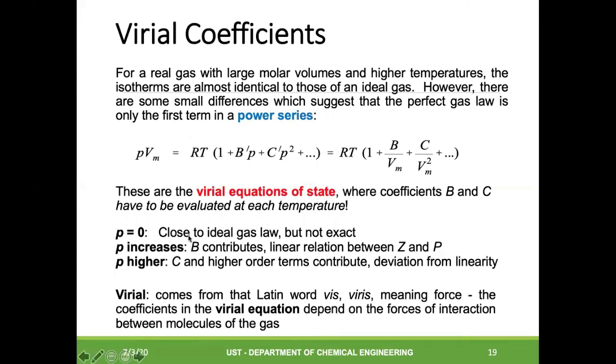If pressure is equal to 0, this is close to the ideal gas law, but not really exact. If p increases, B contributes a linear relation between Z and p. And if p is higher, C and higher order terms contribute, which deviates from linearity. Now, the deviations of real gases from ideal behavior can be attributed to, number one, the volume occupied by the molecules of real gases, and number two, the attraction between the molecules of real gases.